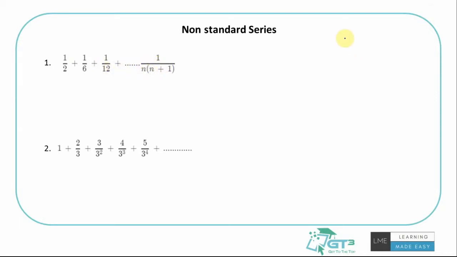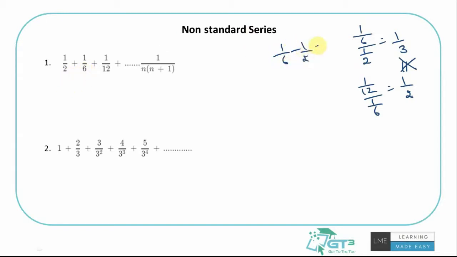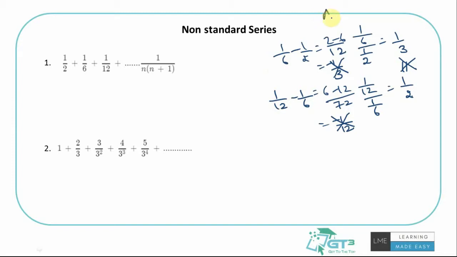The immediate thing that I would look for is, is this a geometric progression? So 1 by 6 divided by 1 by 2 is 1 by 3. 1 by 12 divided by 1 by 6 is 1 by 2. See, the common ratio is not common. So it's not a geometric progression. Is it an arithmetic progression? 1 by 6 minus 1 by 2, what do I get? 6 twos are 12, 2 minus 6, that's minus 1 by 3. 1 by 12 minus 1 by 6 is going to give me (6 minus 12) by 12, that's minus 1 by 12. Again, the common difference is not the same, it's not an AP as well.